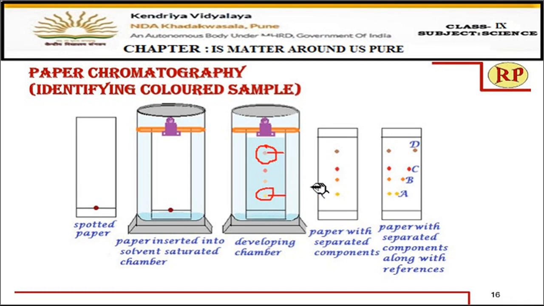So now, after the different spots have developed on the filter paper, we have to remove the filter paper from the chamber and let it dry. After drying you can see the different spots like this. These are the different spots of the different components of the mixture. With the standard colorization we can find out which is which component. So this is the paper chromatographic technique.